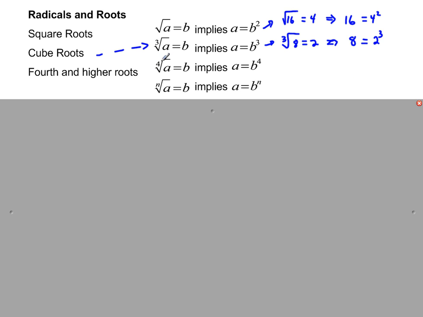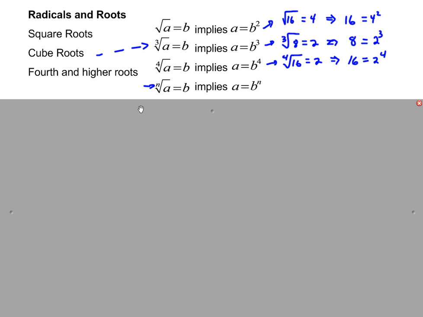Fourth roots are very similar. In a fourth root, when you see the little 4 in the hook of this radical symbol, that implies that the number under the radical is the result of multiplying a number by itself 4 times. If, for example, I were to take the fourth root of 16, I should get 2. And the reason for that is that 16 is the result of multiplying 2 by itself 4 times.